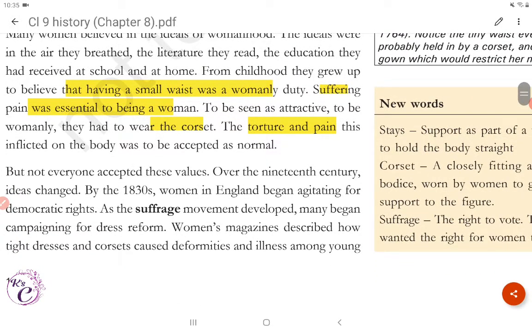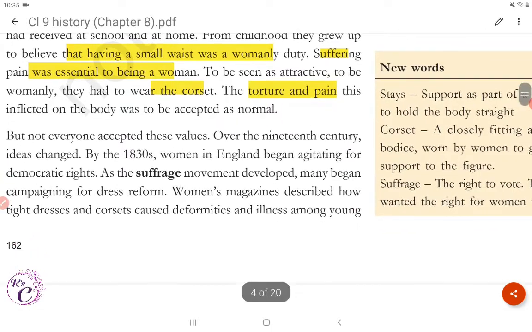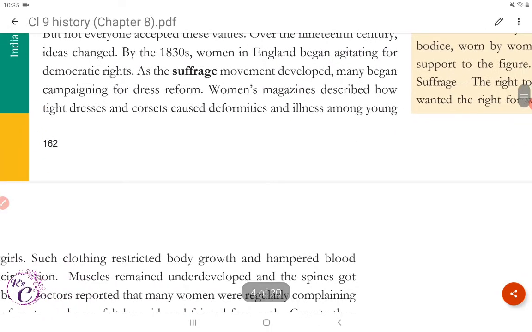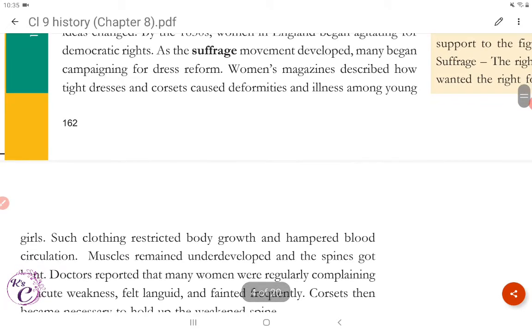Over the 19th century, ideas changed. By the 1830s, women in England began agitating for democratic rights. As the suffrage movement developed, many began campaigning for dress reform. Women's magazines described how tight dresses and corsets caused deformities and illness among young girls.